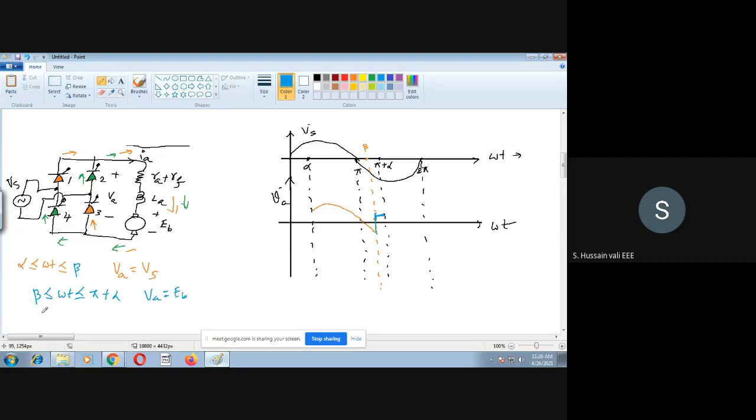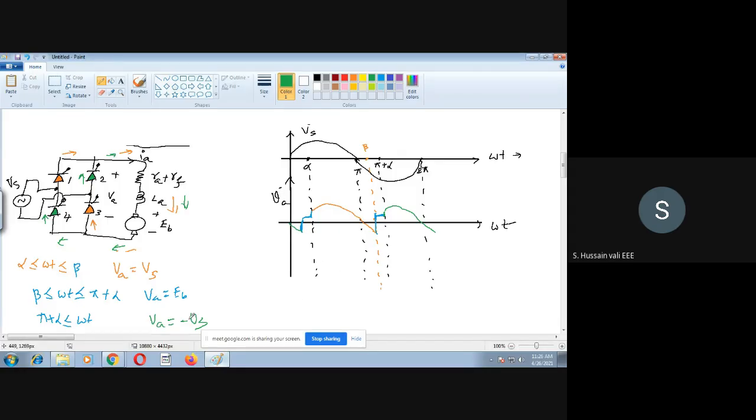Then from pi plus alpha onwards, you trigger thyristors number 2 and 4. When you trigger thyristors 2 and 4, once again Va is equal to minus Vs, just like the previous case. You will find it will go up, and the same procedure will follow. This blue color will be there. This kind of waveform you will find out here.